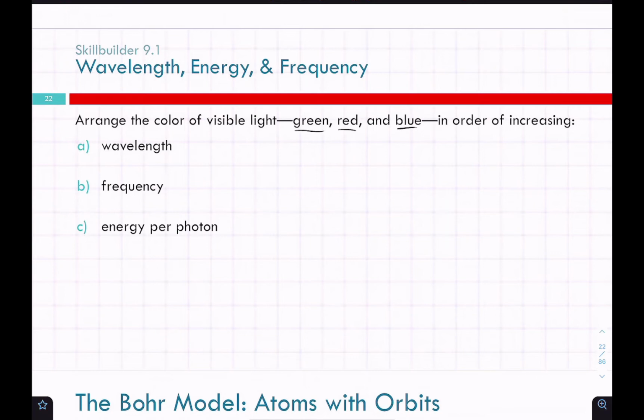Red is the highest wavelength. So blue is the lowest wavelength, shortest wavelength, because it's the highest energy. So blue has a shorter wavelength, and then I said already that red is the highest, which means that green falls in between. How about frequency then? So just think about how frequency and wavelength are related.